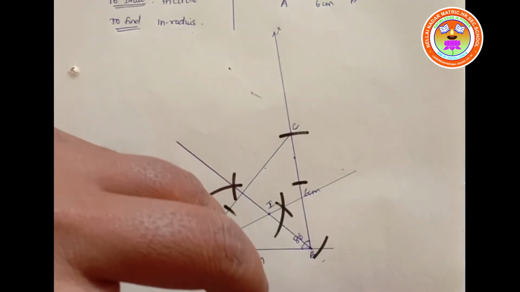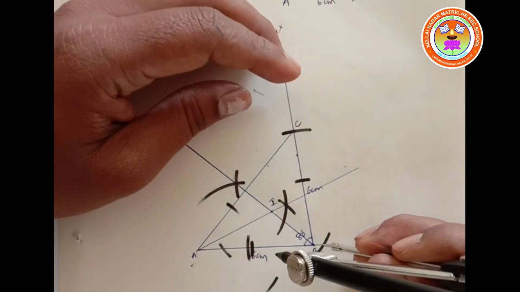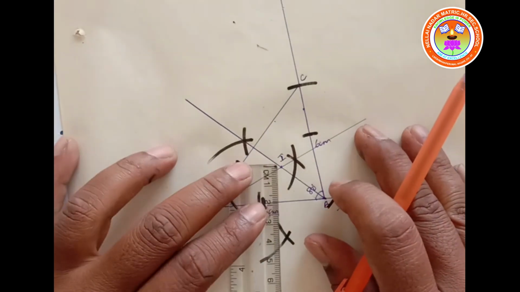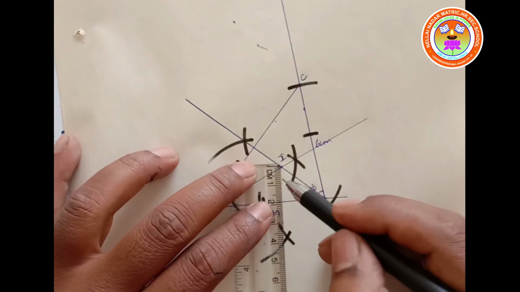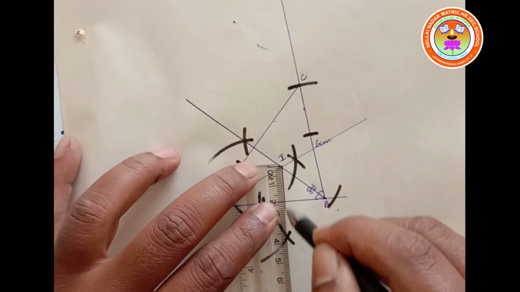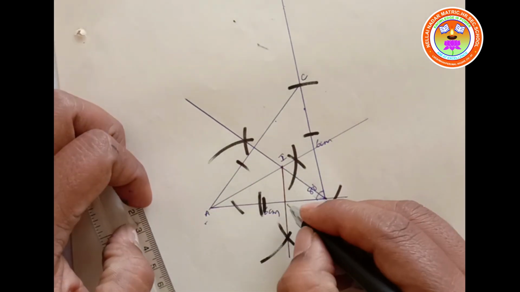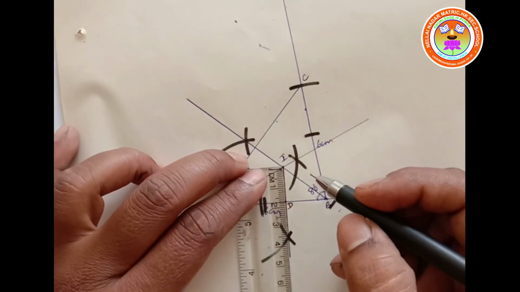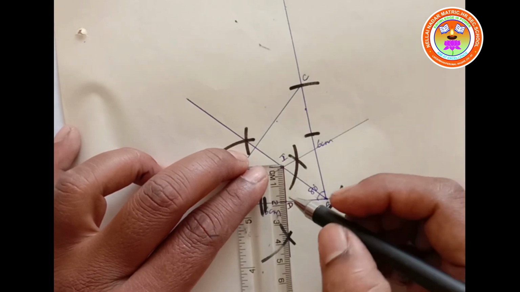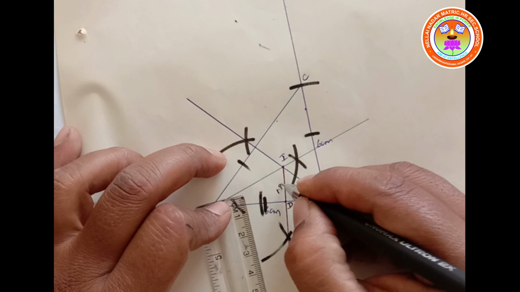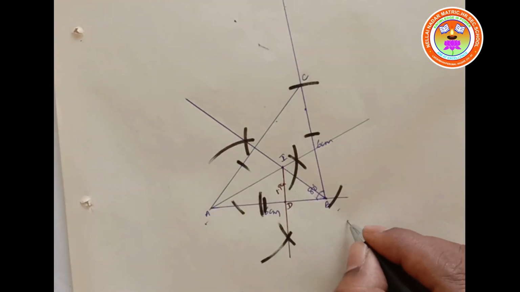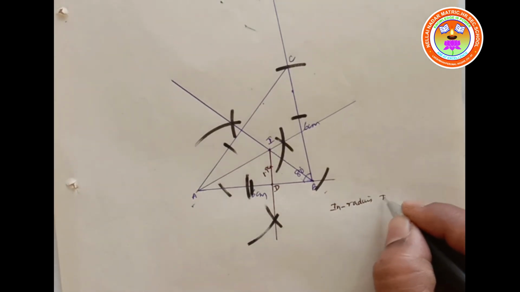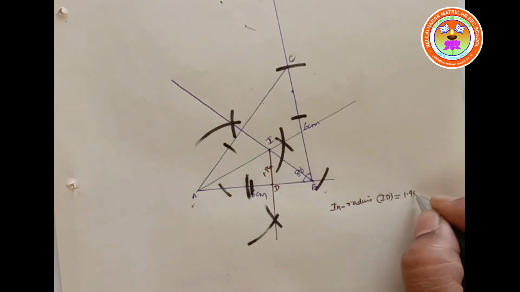Same measurement from here. Draw an arc. Again from here, should cut the previous arc. Now join the line. Okay, and consider this point as D. Now I to D is measured. You will get 1.9 centimeter. 1.9 centimeter, that is the inradius. ID equal to 1.9 centimeter.